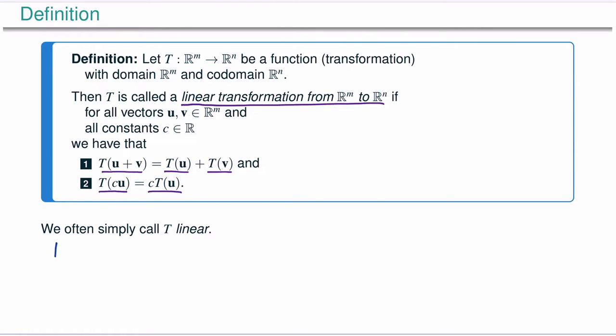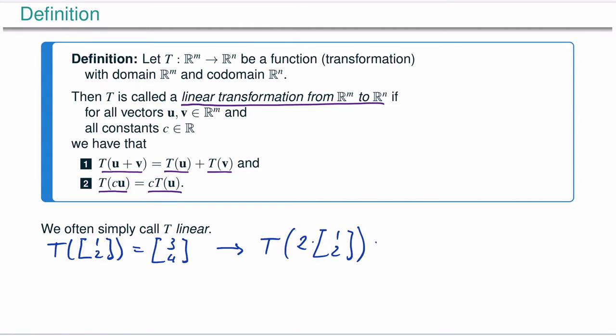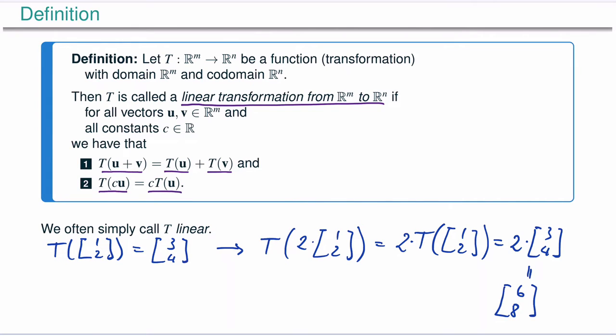For example, if you knew that T of the vector (1, 2) is equal to (3, 4), then if T was a linear transformation, you could conclude that T of 2 times (1, 2) is equal to 2 times T of (1, 2). And since we already know what T of (1, 2) is, that's going to be 2 times (3, 4), and so that would then equal the vector (6, 8). And here we have T of the vector 2 times (1, 2), so (2, 4). So if we knew that the vector (1, 2) is mapped to the vector (3, 4), then we would automatically be able to conclude that the vector (2, 4) is mapped to the vector (6, 8).